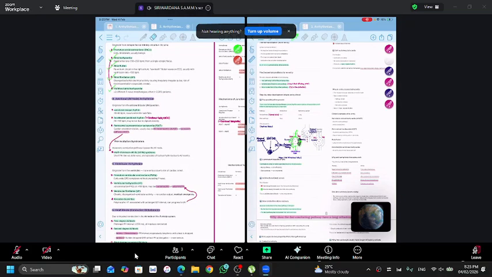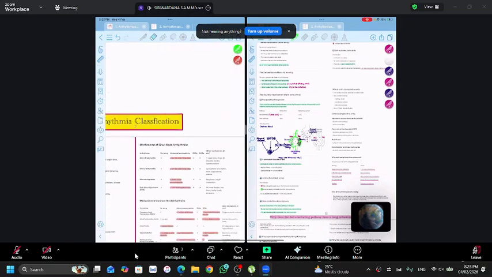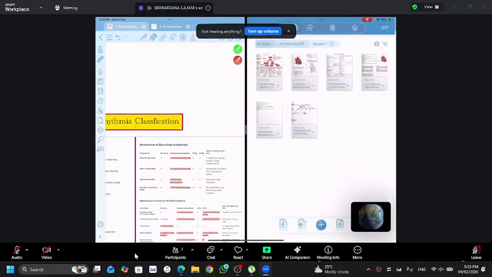Okay, nice. Now let's move on to junctional or AV nodal arrhythmias. Basically, there is some sort of abnormality involving the AV node and the proximal bundle of His. That is why it's called the junction. The junction here includes the AV node and the proximal bundle of His.